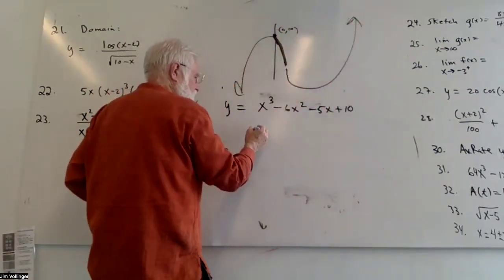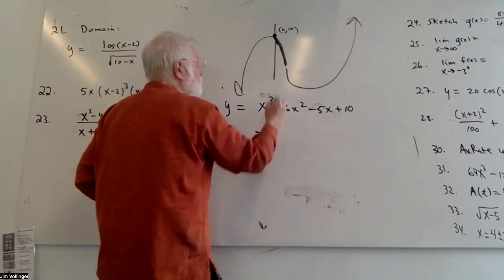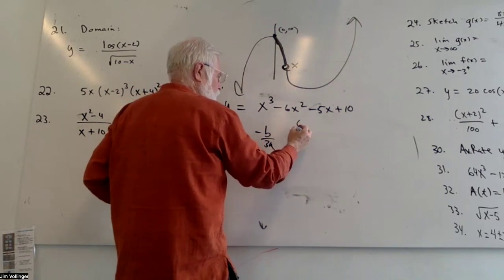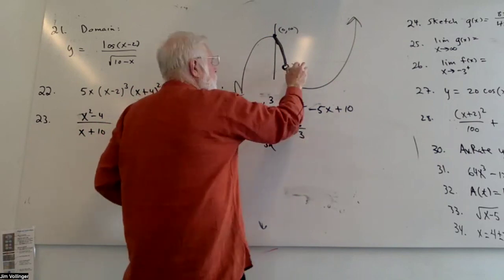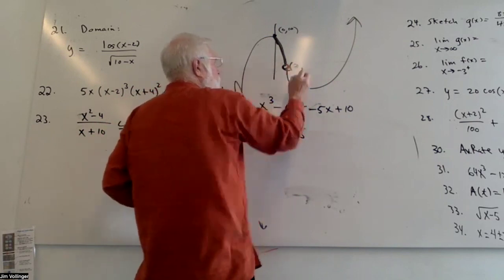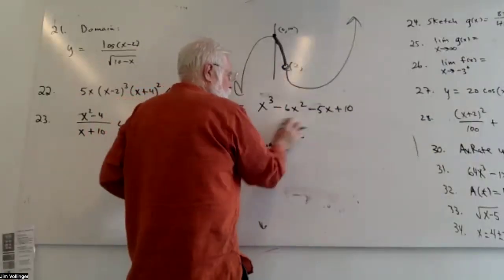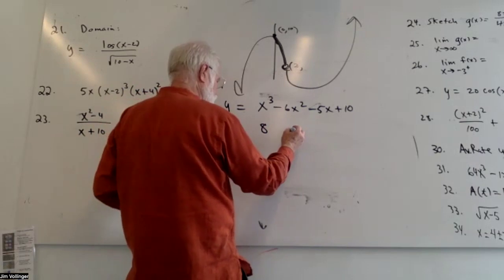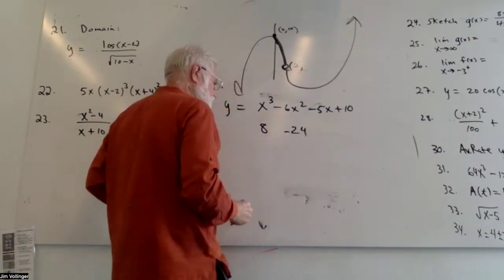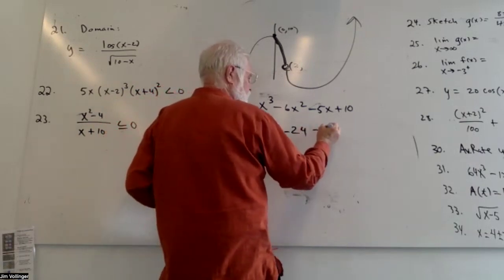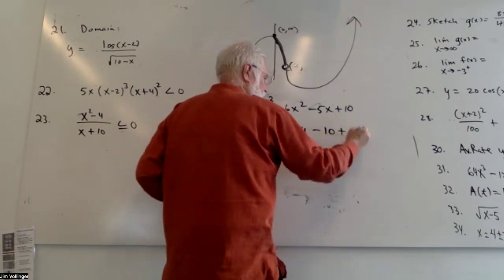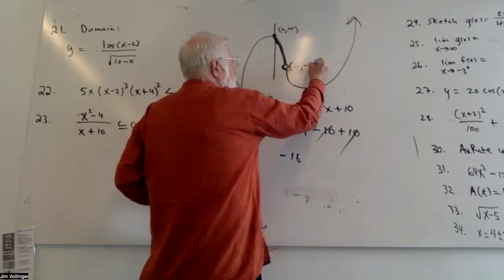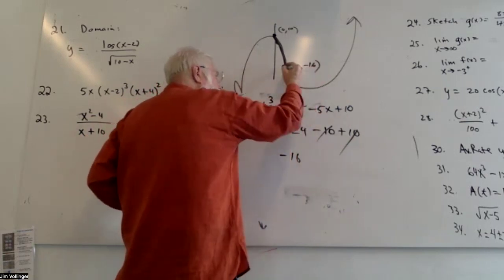All right, so minus b over 3a gives us this x value. That is positive 6 over 3, so that's an x value of 2. How do I find where that cuts through? I plug a 2 in. That's 8, which means this is going to be 3 times that, 24, and subtract. Minus 5 times 2 is minus 10, plus 10. Oh, isn't that nice? So this is minus 16. And there's your point of inflection.